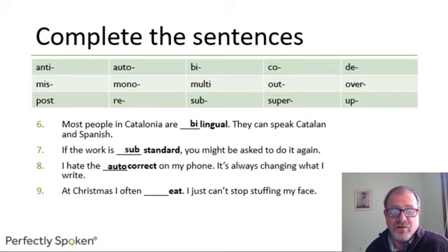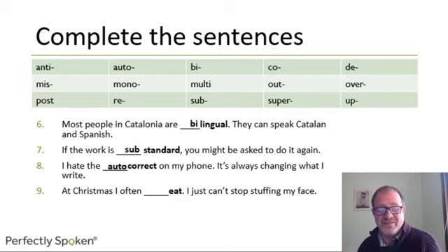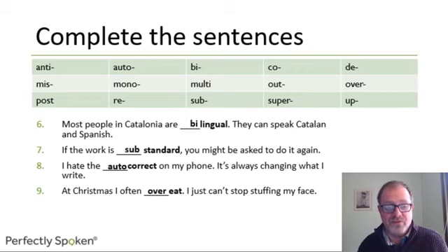At Christmas, I often something eat. I just can't stop stuffing my face. I thought many people suffer from this over the festive period. They eat too much, so eat more than you should. You overeat.